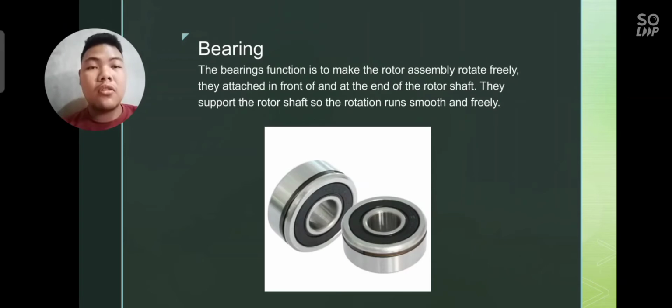The bearings function is to make the rotor assembly rotate freely. They are attached in front of and at the end of the rotor shaft. They support the rotor shaft so that the rotation runs smoothly and freely.